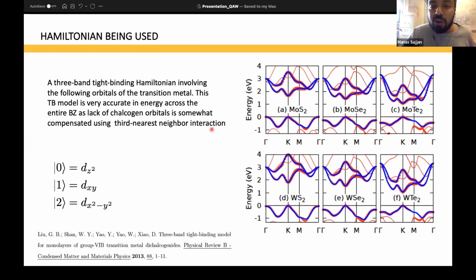The Hamiltonian that we're going to use is actually from this particular paper, which shows that if we just use the three metal d orbitals, that is a good enough effective model for a wide variety of TMDCs as far as the valence band and the conduction band and at least one higher order band is concerned. The blue result corresponds to the 3D orbital model, and the red result is that from an exact DFT calculation.